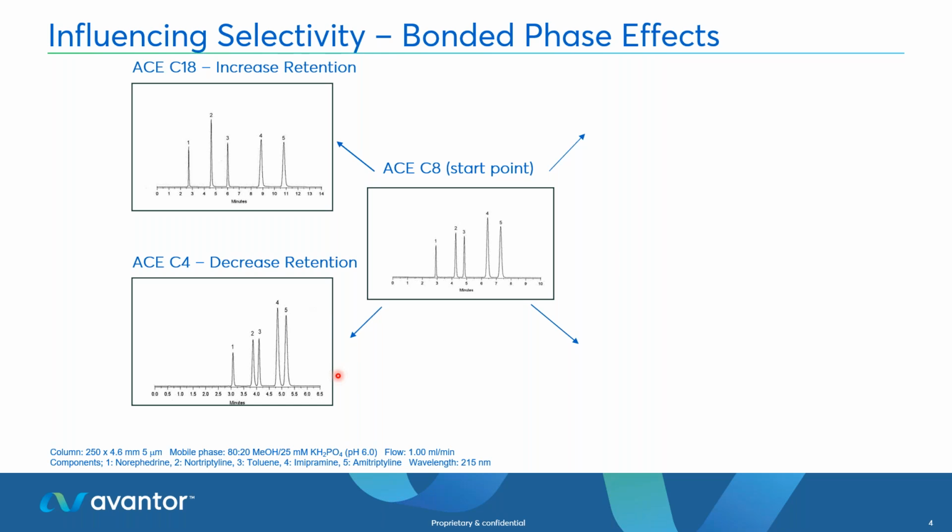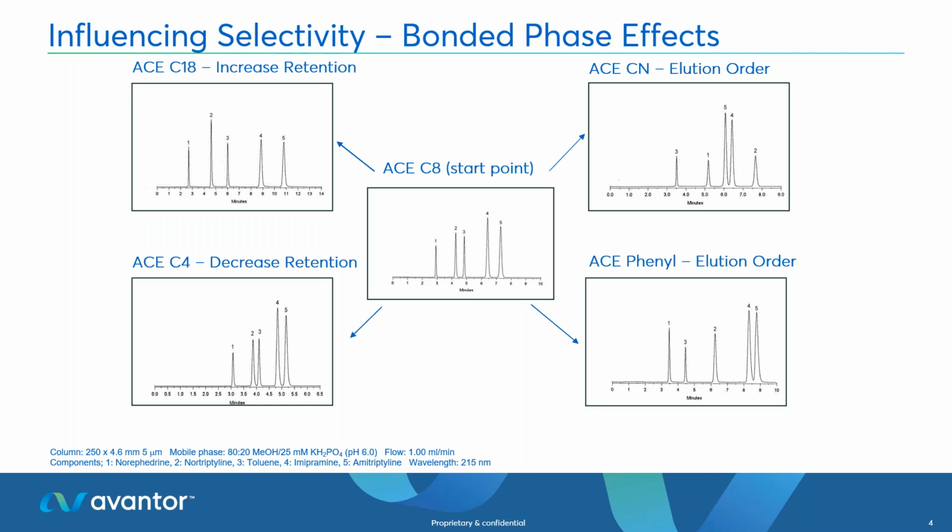If you want to start moving your peaks around, you need to look at additional stationary phases. For example, something like a cyano phase or a phenol phase. Now you've got 31542 or 13245. So the elution orders are significantly different from our starting point.